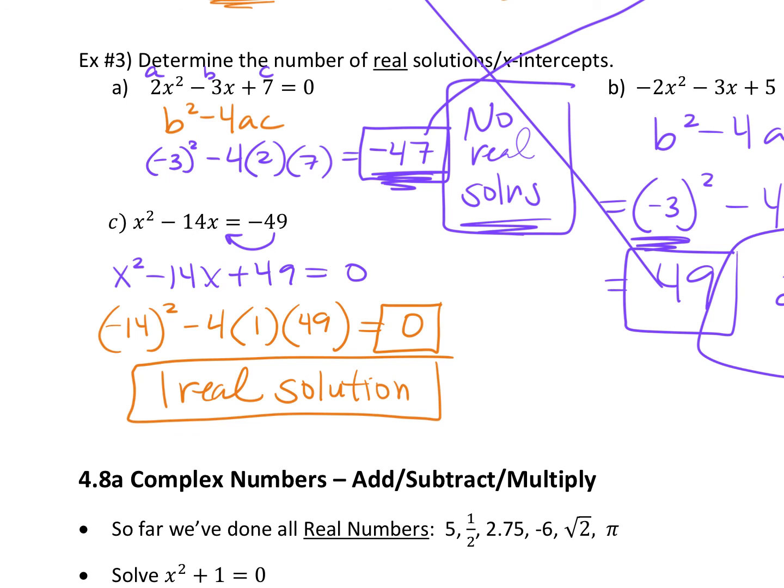Okay. The book is going to say how many real solutions and how many x-intercepts. It's always the same number. So if there's 1 real solution, there's 1 x-intercept. If there's 2 real solutions, there's 2 x-intercepts, right? Those are your solutions, the x-intercepts. And that is it. Any questions on that?